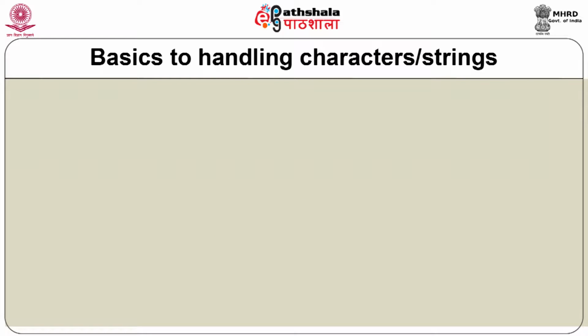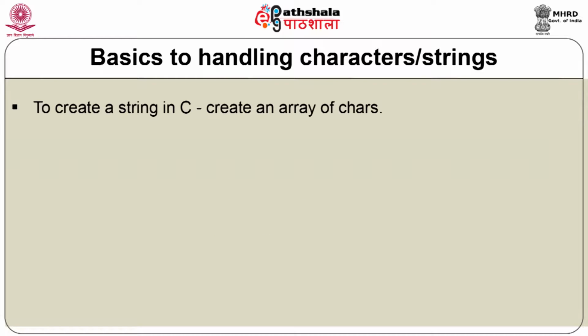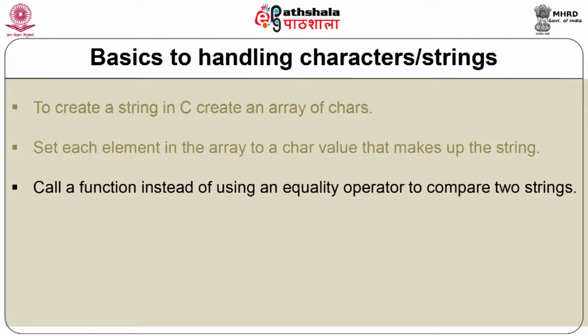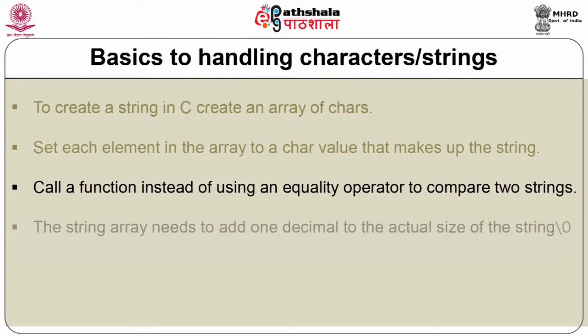To create a string in C, we need to create an array of characters. Set each element in the array to the character value that makes up the string. Call a function instead of using an equality operator to compare two different strings. The string array needs to add one to the actual size of the string because one has to consider the null character after every string.